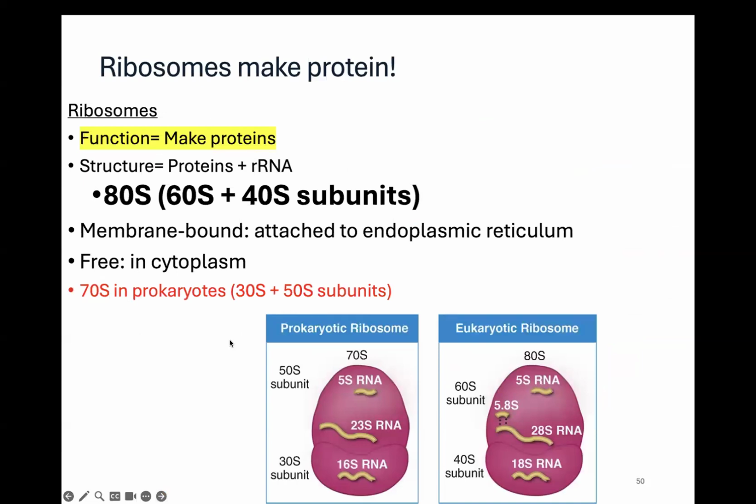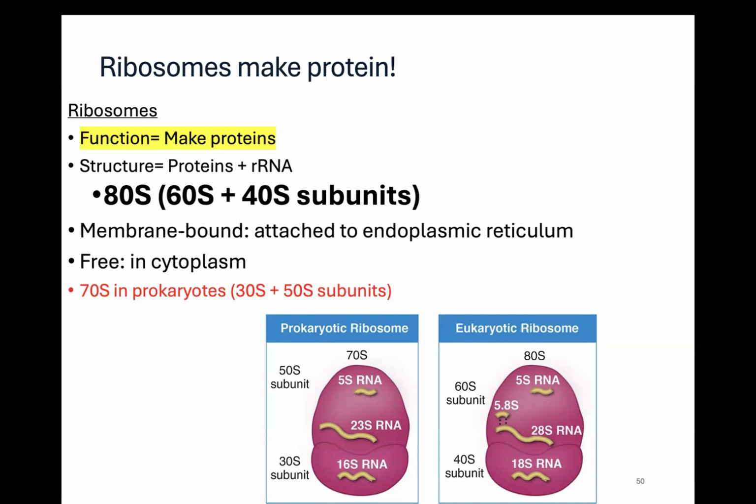Ribosomes. Eukaryotic cells also have ribosomes. Ribosomes are where proteins are made. Eukaryotic cells have 80S ribosomes, and they're made up of a 60S large subunit and a 40S small subunit. This is a very different ribosome than the ribosome found in bacteria or in prokaryotic cells. Prokaryotic cells have a 70S ribosome. Eukaryotic cells, human cells, have an 80S ribosome.